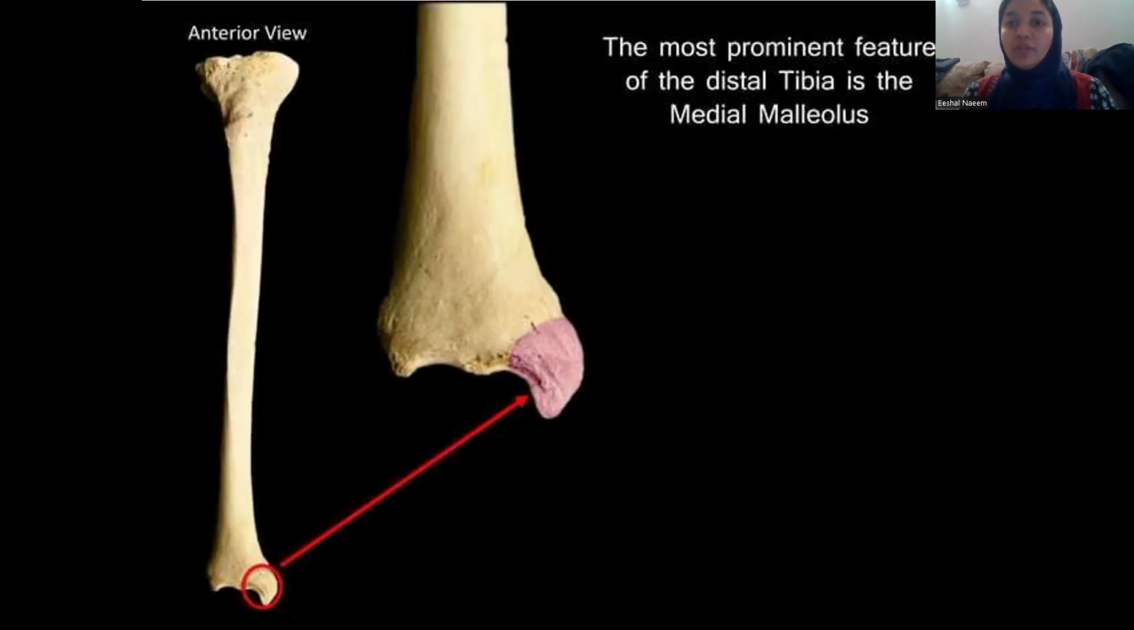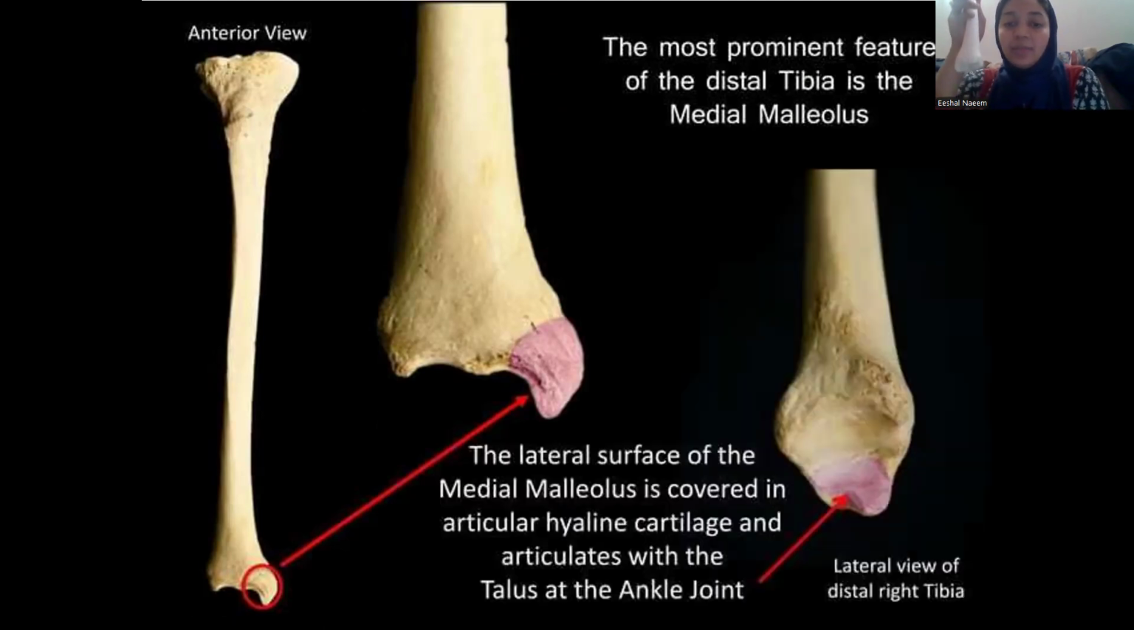The most prominent feature of the distal tibia is the medial malleolus. I told you this is a very prominent feature. This will tell you that this is the distal part or the inferior part of the tibia. The upper part is expanded to form two condyles and the lower part extends to form the medial malleolus, right? The lateral surface of the medial malleolus is covered in articular hyaline cartilage and it articulates with the talus at the ankle joint.